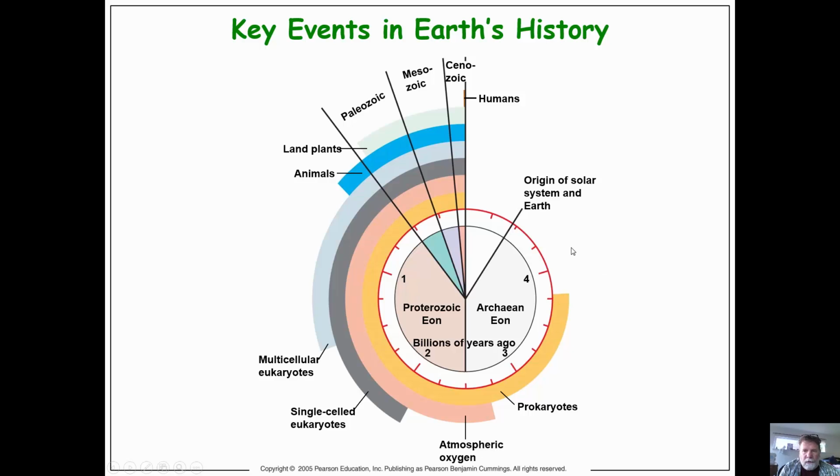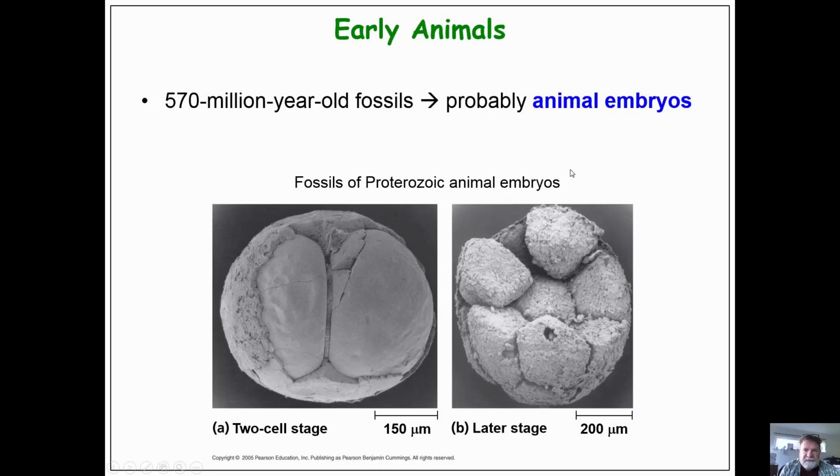Again, roughly how old is the Earth? When did prokaryotes come about? Roughly about 3.5 billion years ago. When did oxygen come about? When did single-celled organisms? When did multicellular eukaryotes? And basically land animals and plants.